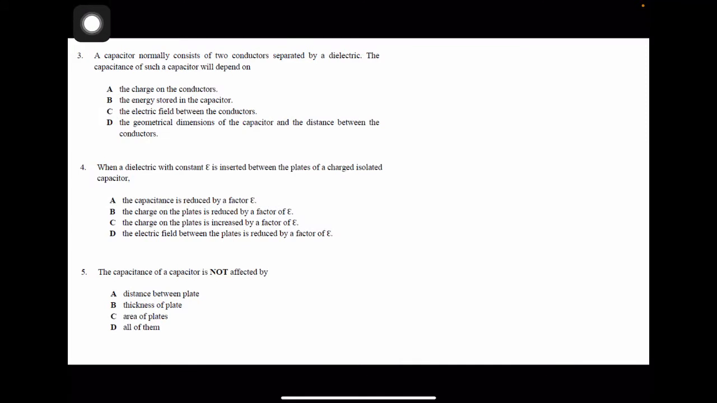Okay, question number 3. A capacitor normally consists of 2 conductors separated by a dielectric. The capacitance of such a capacitor will depend on the geometrical dimension of the capacitor and the distance between the conductors. So the capacitance really depends on the dimension of the capacitor.